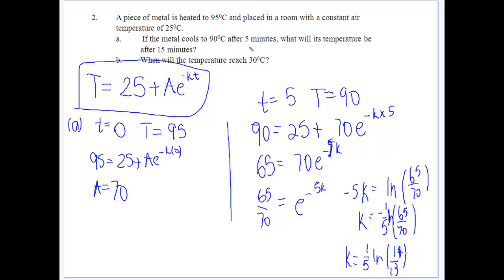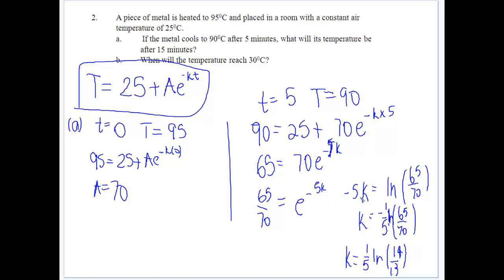And then we're told that after 5 minutes it's at 90 degrees. So 25 plus the 70, we get e to the power of minus k times 5, so we're able to put our 5 in there. And then we're able to subtract 25 from the 90, and we get 65. We get a being 70, so we divide by that. We've got e to the minus 5k is equal to that expression.